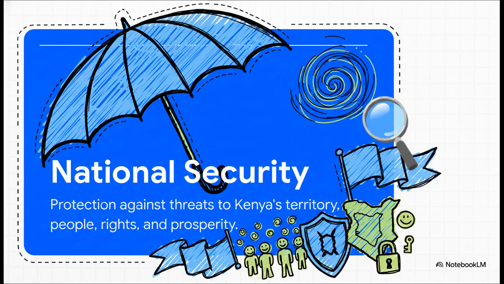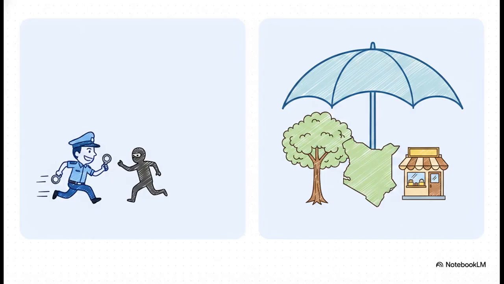The main takeaway here is that true security isn't just about chasing bad guys, it's this broad umbrella that actively protects the rights and the economic well-being of everyday Kenyans. It's really interesting to contrast what we usually think with what the law actually says. Usually, we just picture police officers catching criminals. It's a very narrow, reactive kind of view. But the Constitution paints a completely different picture.